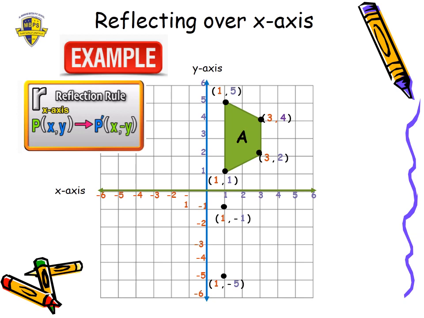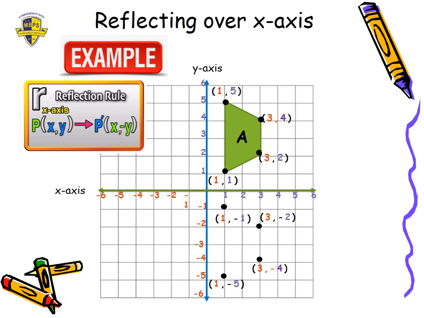This is the new point. Now the second one, 1 and 5, it will be 1 and minus 5. Good. 3 and 4, it's what now? 3 and minus 4. Excellent. So we draw 3 and minus 4.